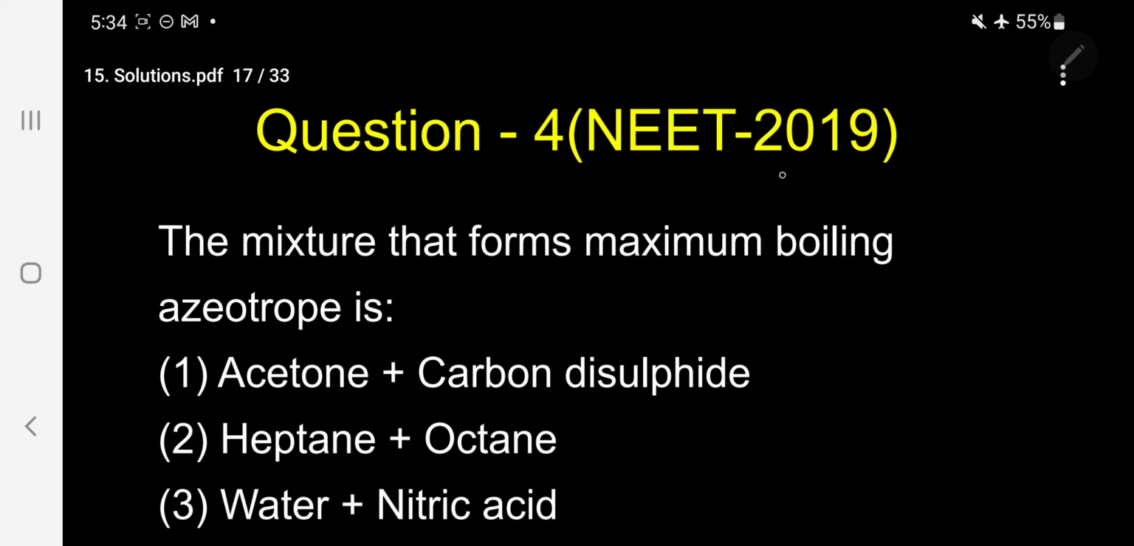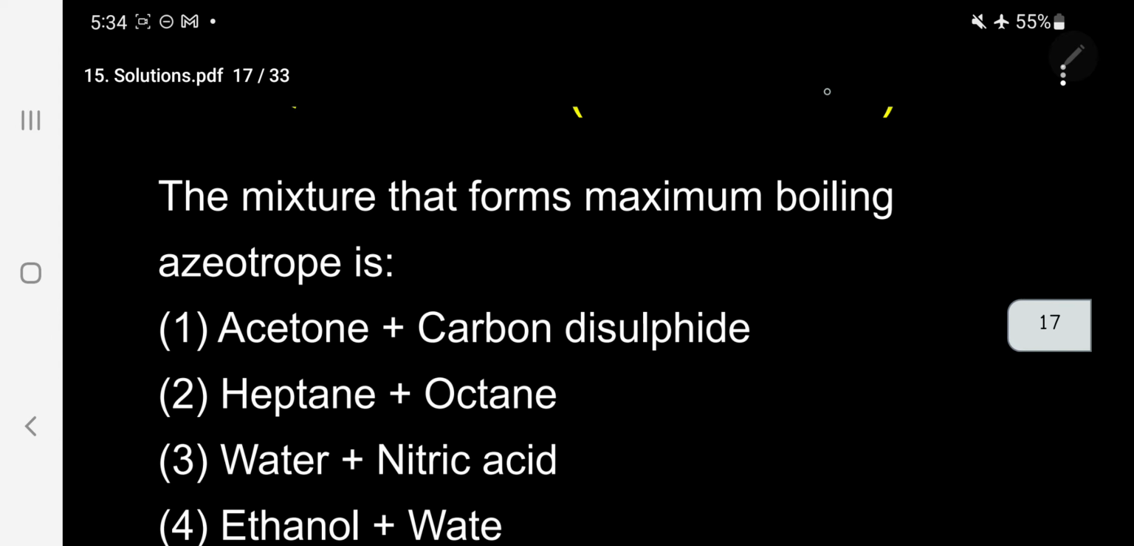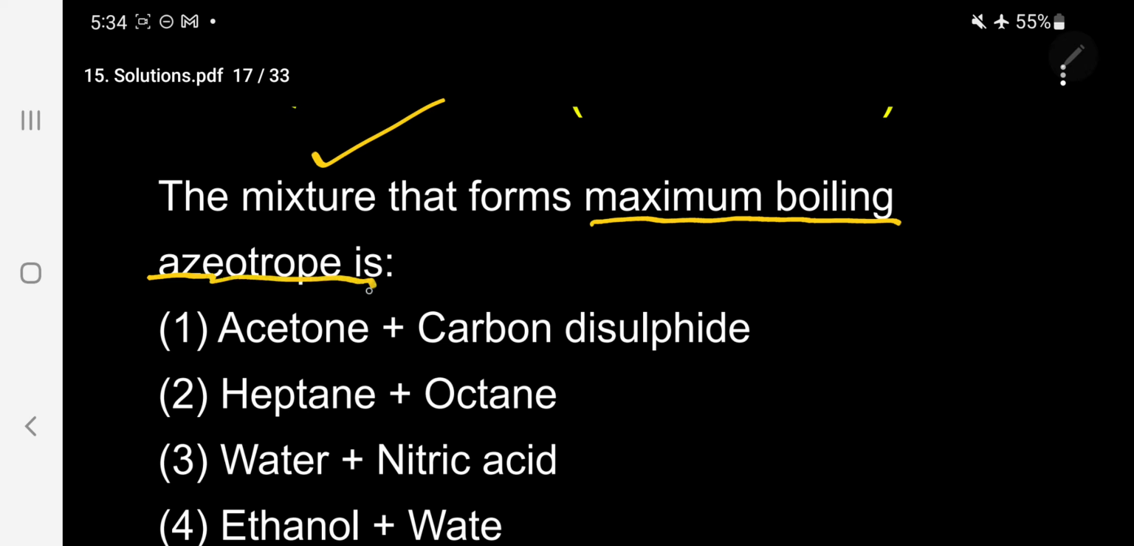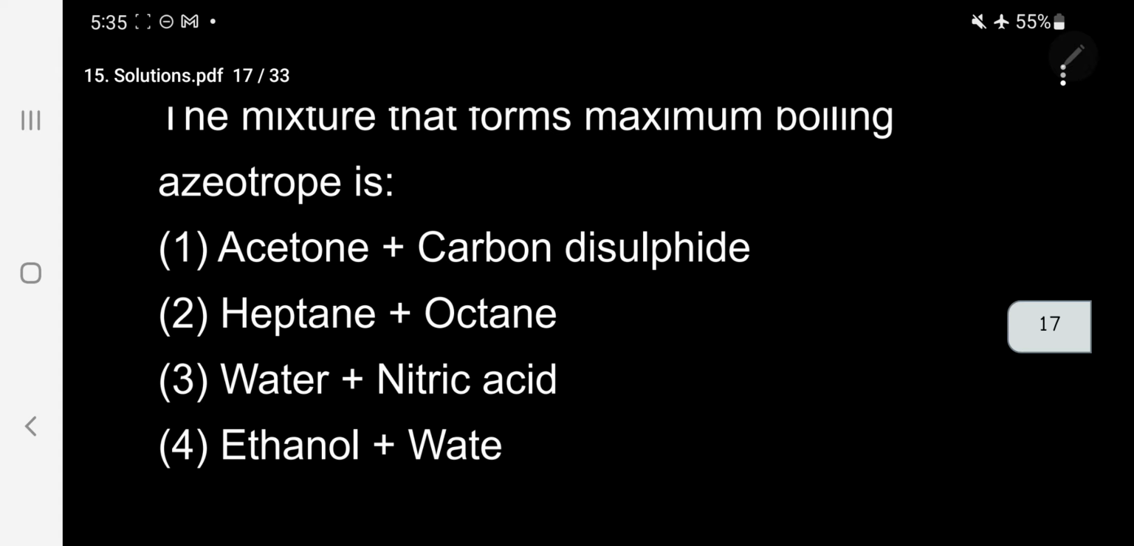Please follow. Now, question number 4. This was asked in the year 2019 NEET. This is another interesting question. Kindly follow. The mixture that forms maximum boiling azeotrope is: A. Acetone plus carbon disulfide, B. Heptane and octane, C. Water plus nitric acid, and D. Ethanol and water.